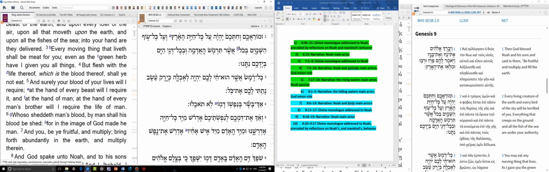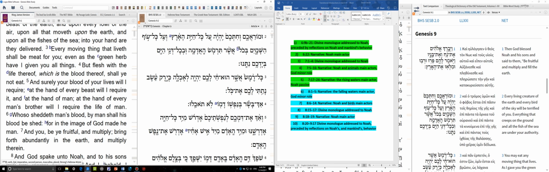It was determined there at the Jerusalem Council that they are not to eat blood, things strangled, and to abstain from fornication and idolatry. Those were some of the big topics. But one of them was not to eat blood because of what blood represents, life. So he says, you shall not eat. "And surely the blood of your lives will I require, at the hand of every beast will I require it, and at the hand of man, at the hand of every man's brother will I require the life of man."